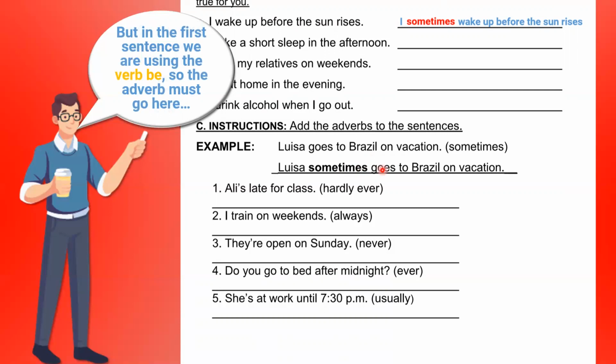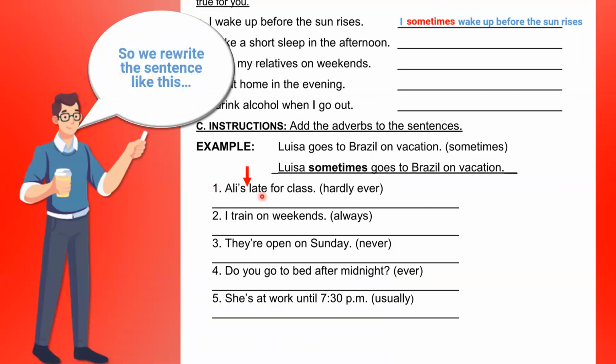But if in the first sentence we are using the verb be, so the adverb must go here. So we rewrite the sentence like this. Alice is always late for class.